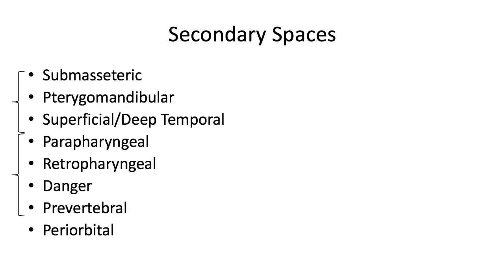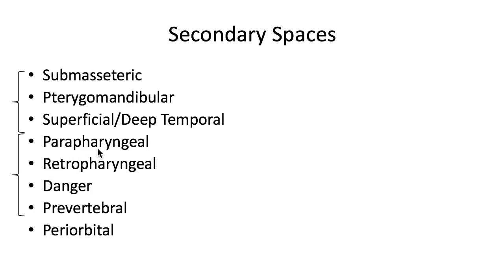Then, of course, we also have secondary spaces. These are those that are infected via spread from another fascial space. So another space has to be infected first, either one of these primary spaces or maybe even one of these secondary spaces. And then that space infects another space, which is considered a secondary space. So we have a couple more here: submasseteric, pterygomandibular, superficial, and deep temporal spaces. These 3 collectively are referred to as the Masticator Space.